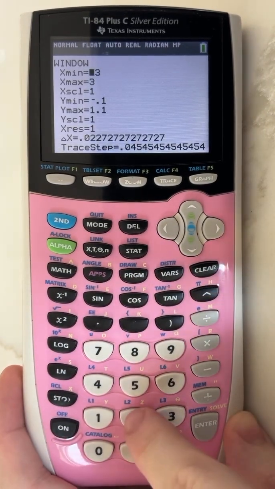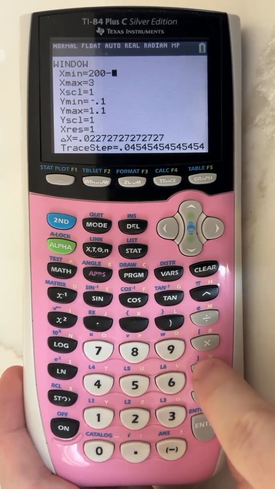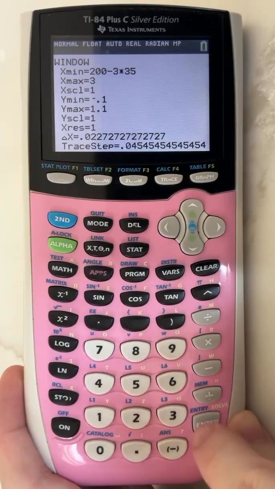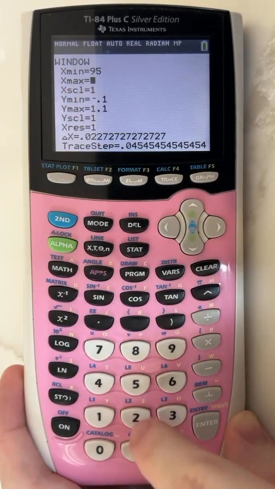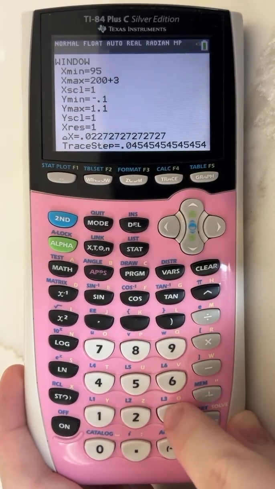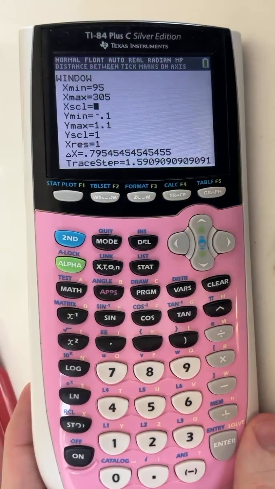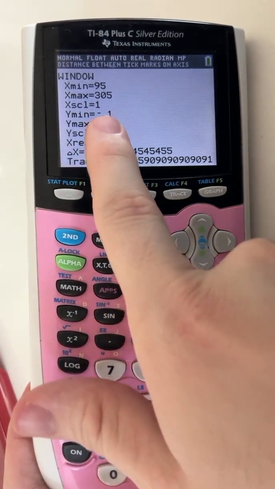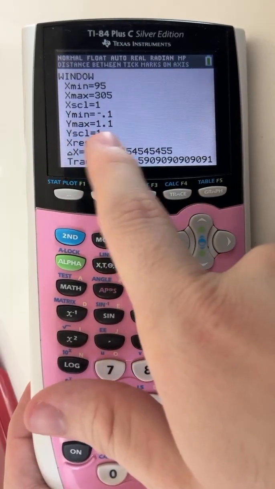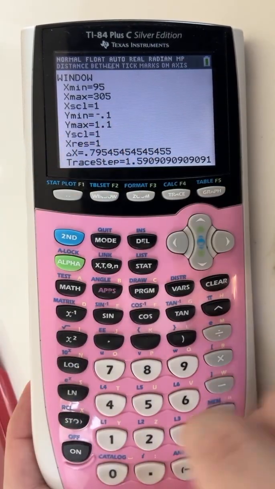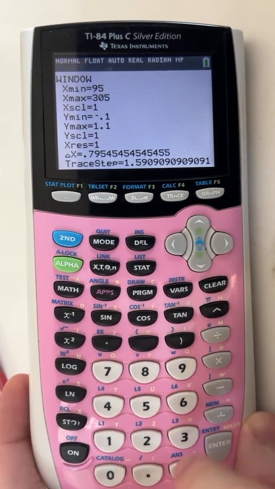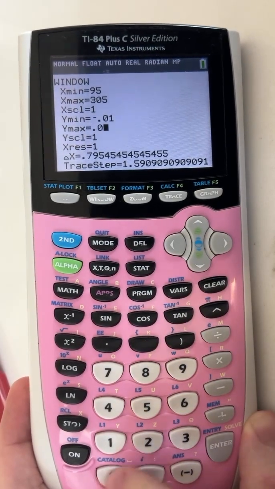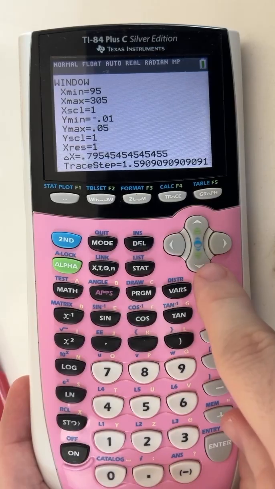That should be our mean, 200, minus 3 times our standard deviation, 35, as our x-min. And then our x-max will be 200 plus 3 times our standard deviation. Then, since we have such a large standard deviation, this y-min and y-max won't work. We won't even see the function. It's going to be so small. So let's go instead minus 0.01 up to maybe 0.05. And then we'll be able to see.